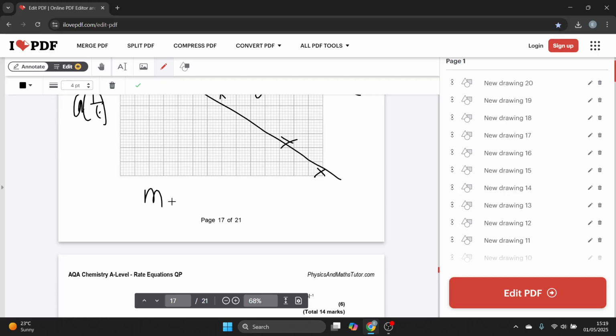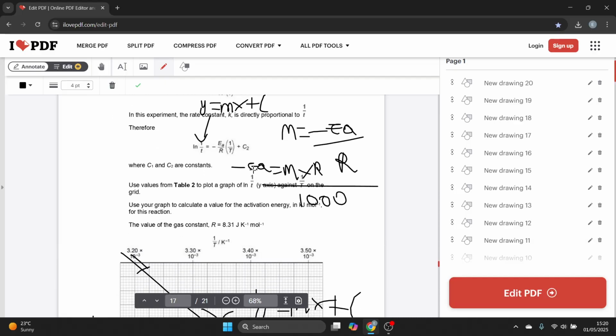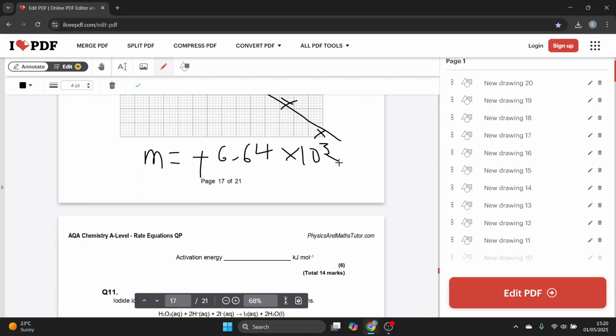You just y2 minus y1. You get the gradient as like minus 6.64 times by 10 to the power 3. And then what you notice is the negatives cancel out, and you get EA equals that times by 8.31 divided by 1000. It's the same thing every time. I think we've done like 3 of these where it's literally the same thing. But the only thing different is, one sec, you get 55.2.